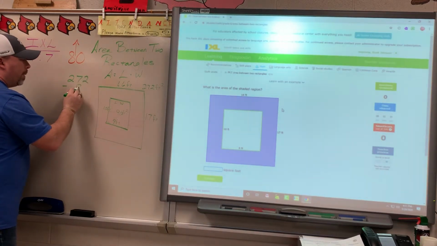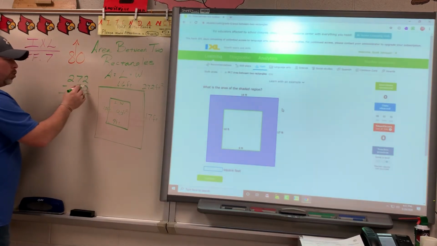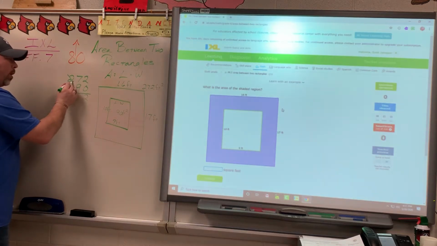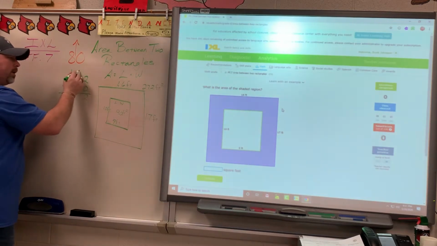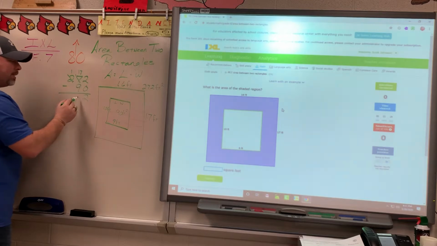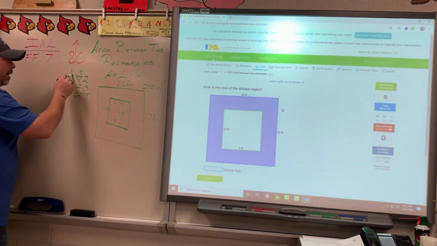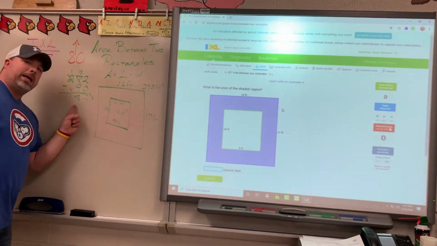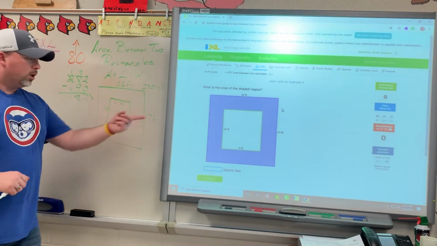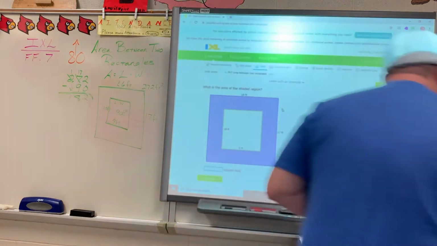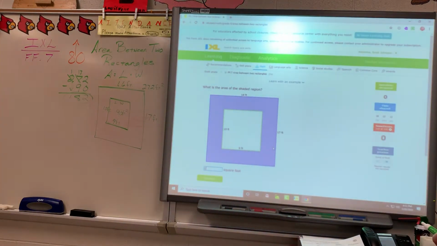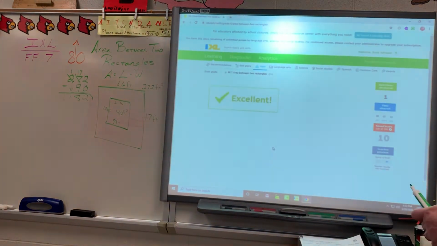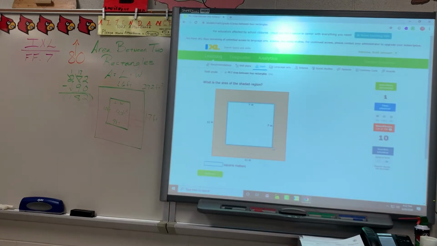272 minus 90. 2 minus 0 is 2. We borrow. This becomes 1. This becomes 17. 17 minus 9 is 8. And then the 1 just drops. We get 182 square feet. So let's type that in. 182, enter. Excellent. Smart score hops to 10.